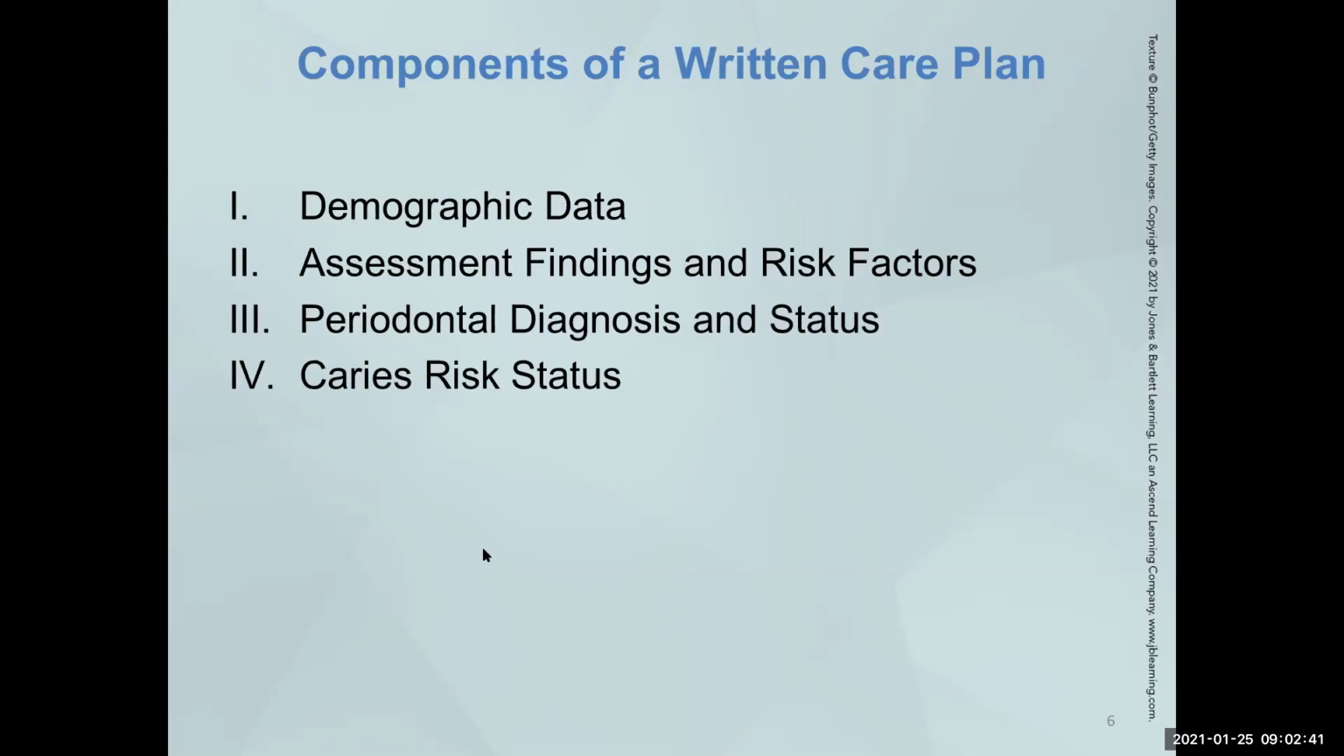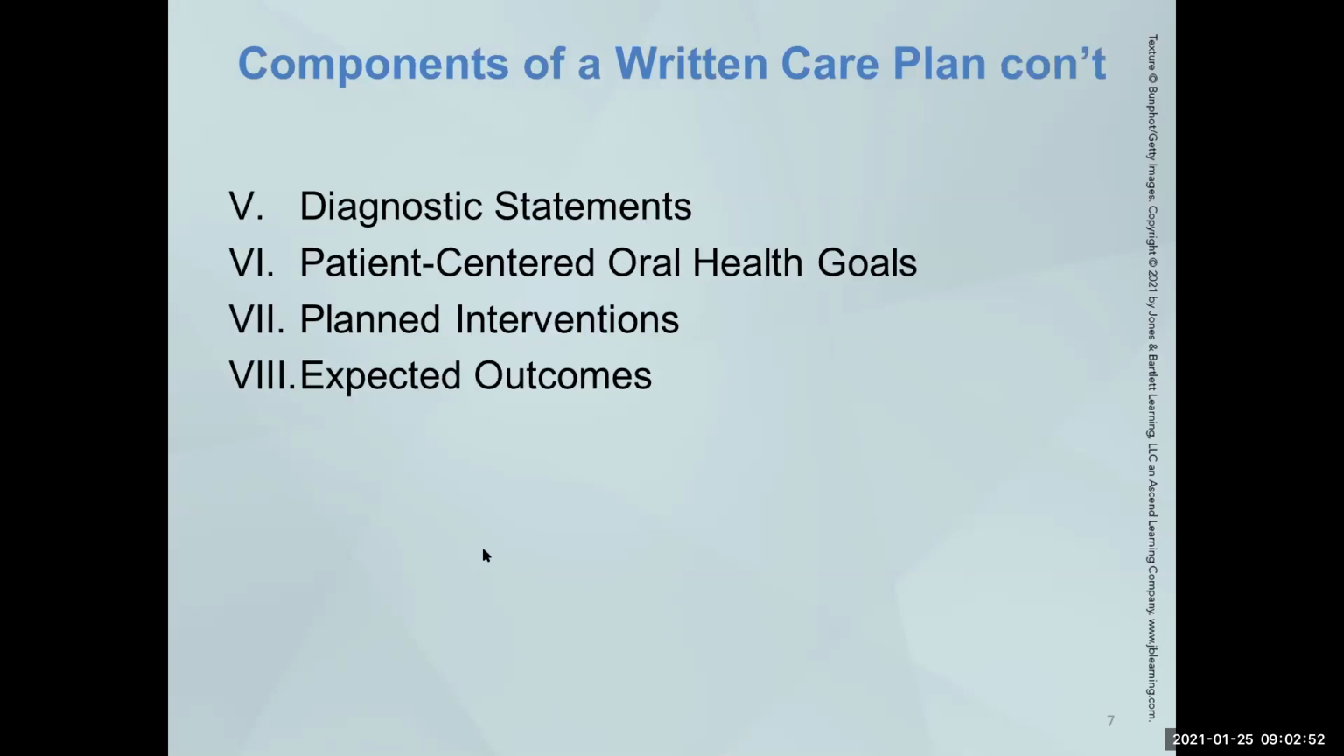So we've got demographic data, part of the health history, assessment findings and risk factors, periodontal diagnosis, caries risk factor, okay. Diagnostic statements, that is your dental hygiene diagnosis, your diagnostic statements. Patient-centered oral health goals. Is it going to be to have them quit smoking? Is it going to be to start them using a toothbrush every day instead of once a week? What are the patient-centered goals for that particular patient?